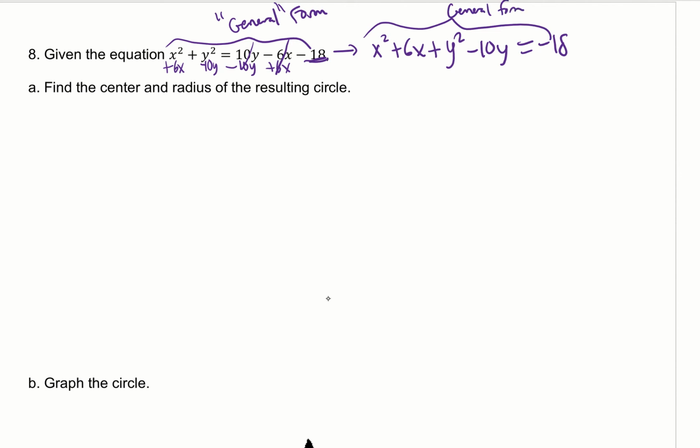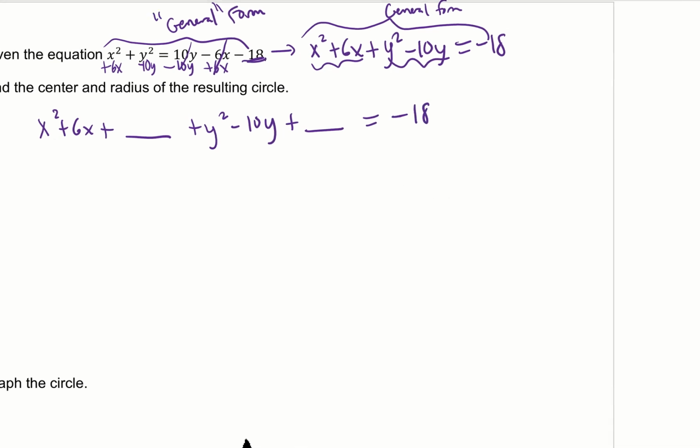Okay. So now we want to convert this to standard form. So we're going to go ahead and do just that. Now this here is not a perfect square, so we're going to need to complete the square here. In addition, this is not a perfect square either, so we're going to have to complete the square. We'll show you this in the model. We'll do the area model and we'll show you the shortcut as well.